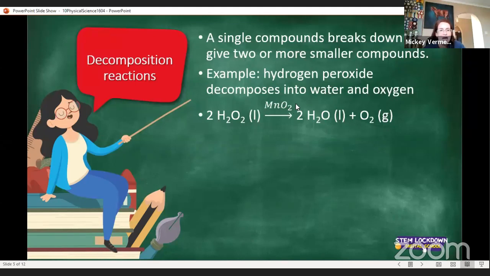MnO2 is our catalyst. The catalyst, Arthur, I promise I will explain it a gazillion times. Can you see I don't have manganese oxide on this side and I don't get anything manganese-y out. That means that manganese oxide did not take part in the reaction. Manganese is a metal, yeah?